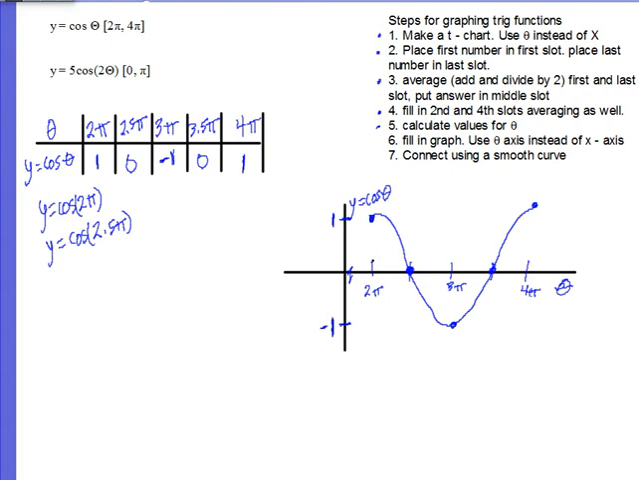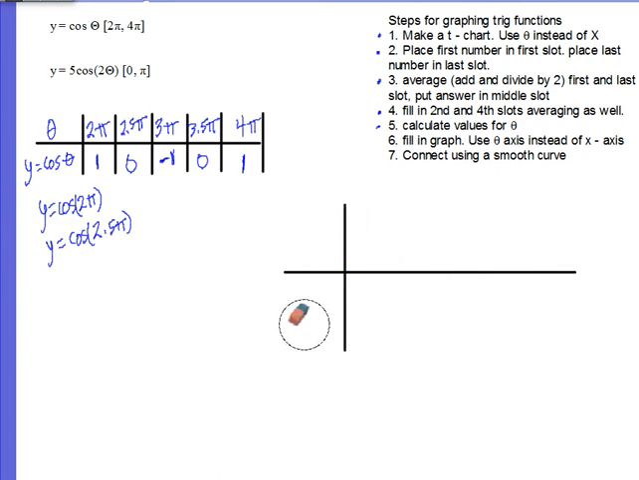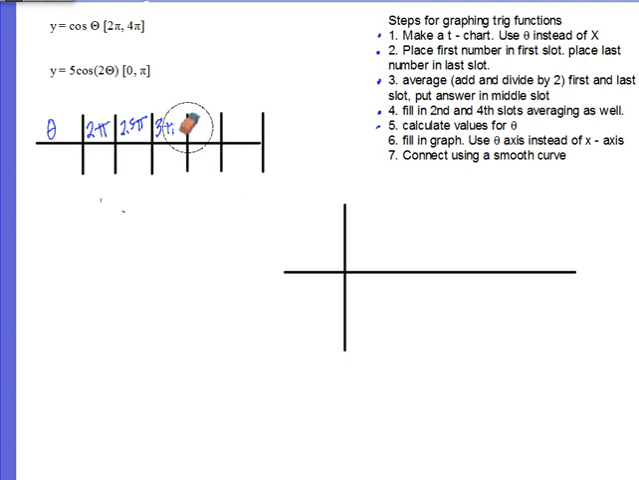Okay, give yourself a second. I'm going to erase and use the same graph. Okay, so again, I'm going to do this one now. Okay, so I'm going to do this one between 0 and pi.